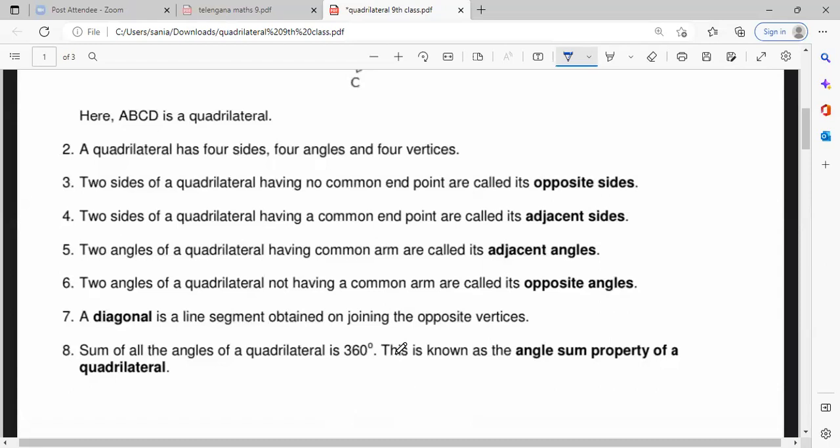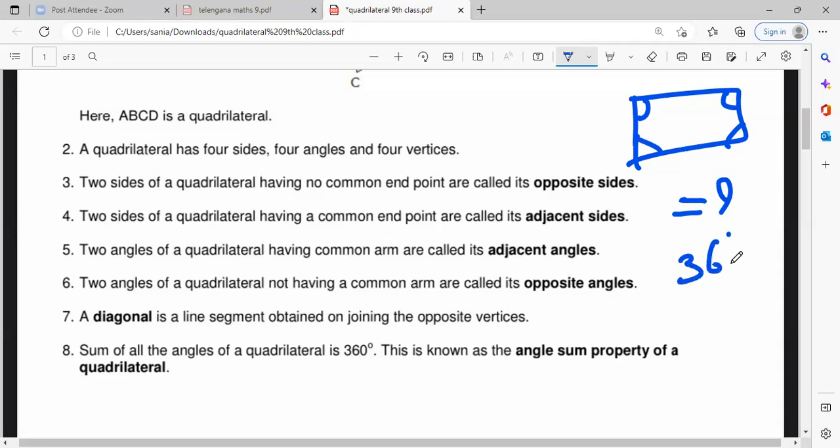And coming to the sum, what is the sum? Addition of angles. When you add all the angles of a quadrilateral, what will you get? For example, this is a quadrilateral. If you add all the angles, what will be the sum? 360. And this property is known as the angle sum property of quadrilateral.